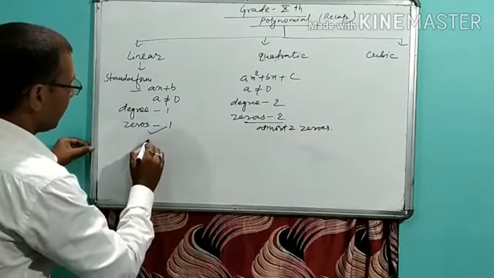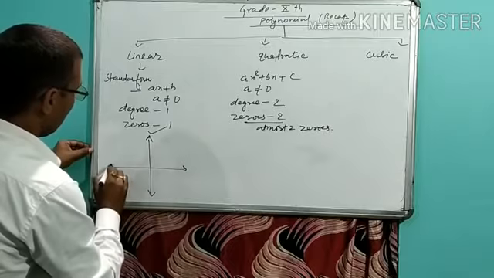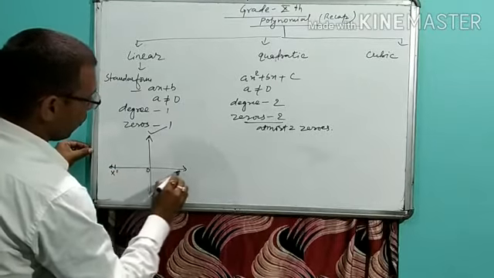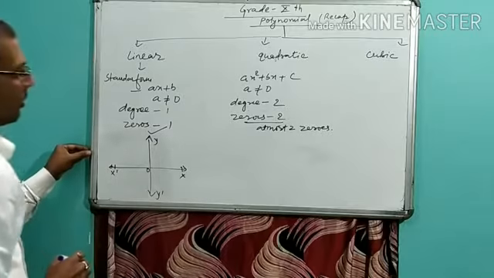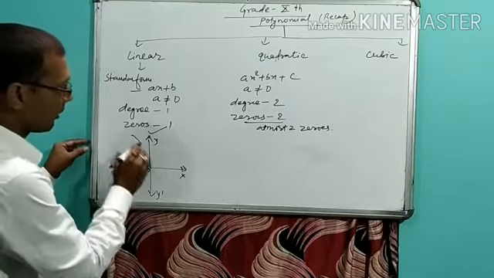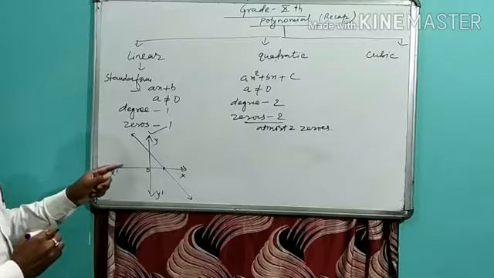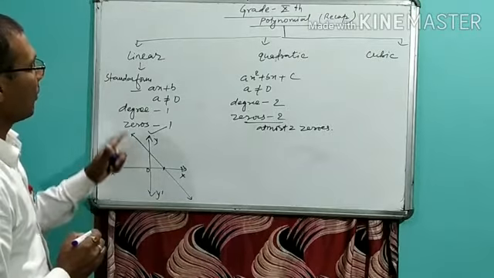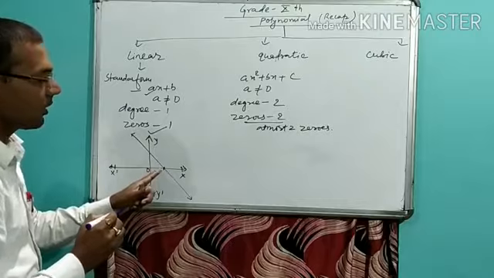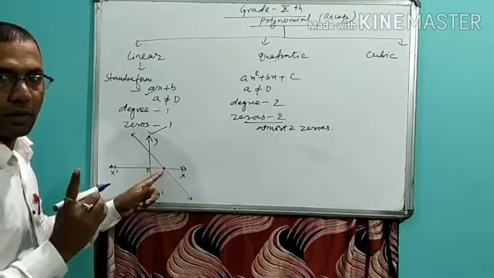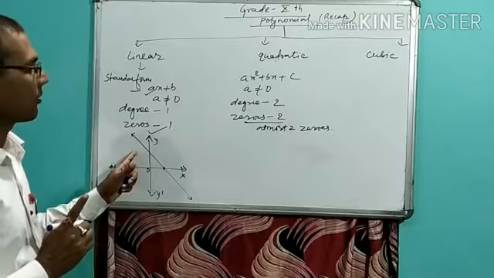suppose this is a Cartesian plane. X dash O X is the x-axis, Y O Y dash. Which type of graph will it be? I said a straight line graph. Here it cuts the x-axis. It means if the degree of a linear polynomial is 1, certainly it has 1 zero and it will cut the x-axis at a single point.